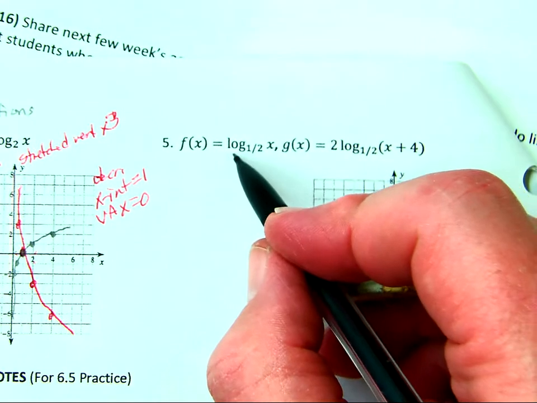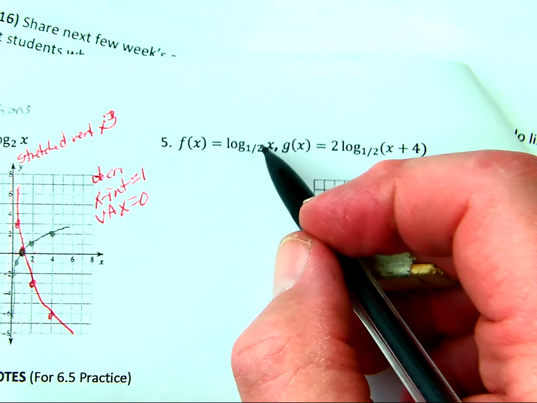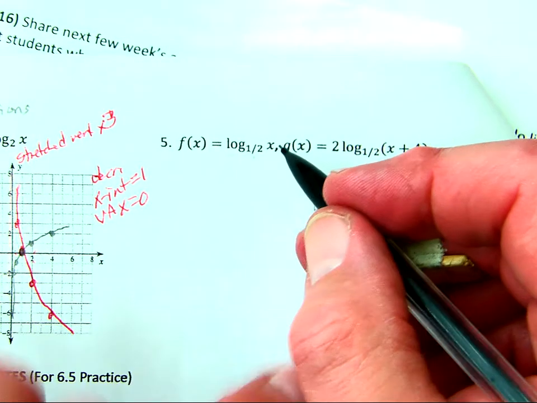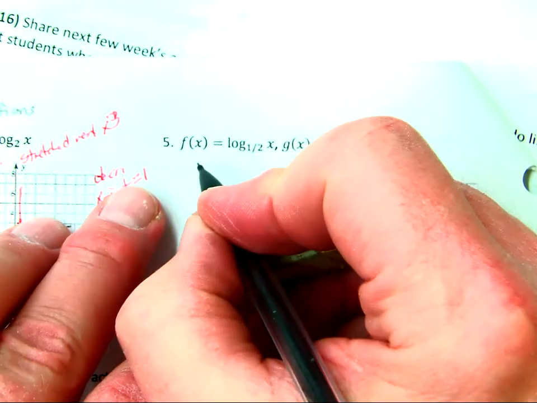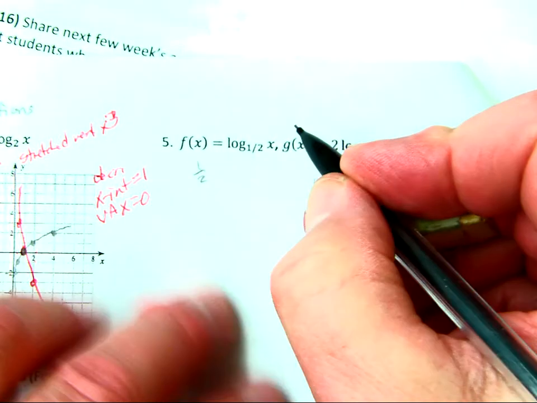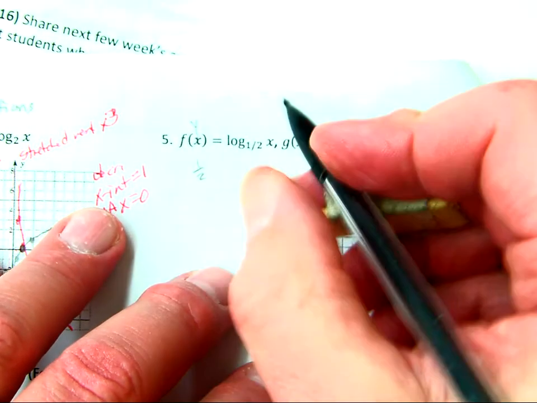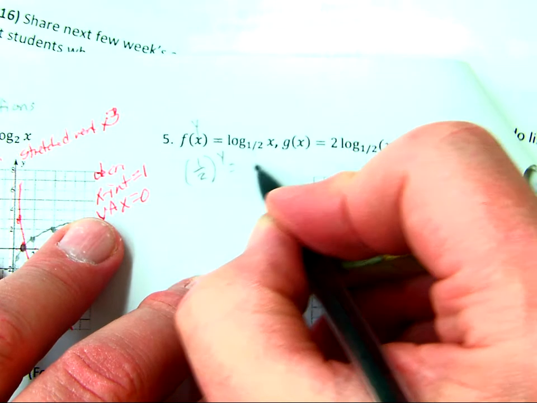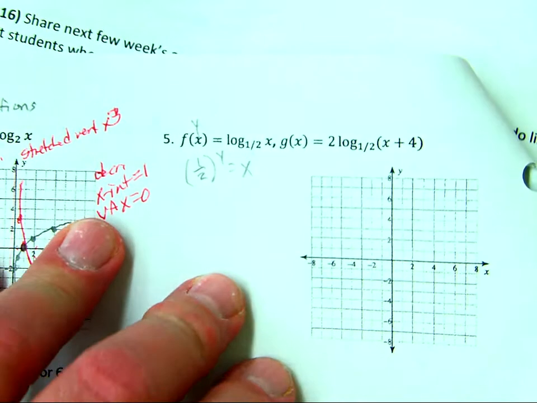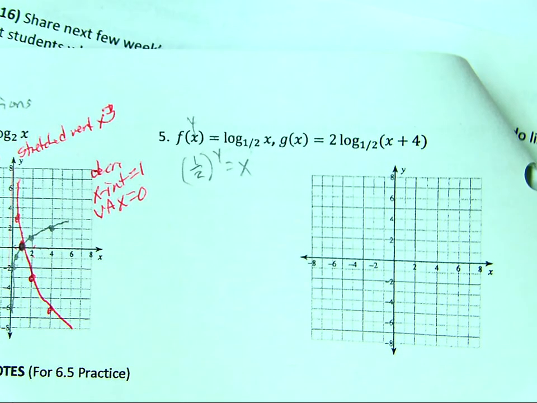This one again, we have log base 1/2, which we hate when the base is a fraction. So let's first convert it to an exponential. Start with the base, which is 1/2. This is a y over here. A log is an exponent, so our exponent is y, equals our value, which is x. So that's what we're going to graph.